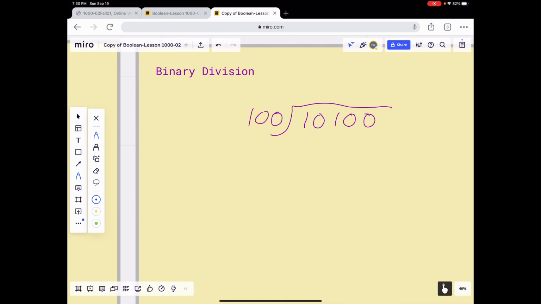100 going into 101. All right, think about it. You got 3 digits for the divisor, so you have to have 3 digits for the dividend. So you got 1 time. So write out 1 times 100 equal 100, and you subtract equal 1. And you bring 0 down. 100 cannot go into 10, so you put down 0. And then you bring down this one, and 100 goes into 101 equal 1. And then you subtract equals 0.